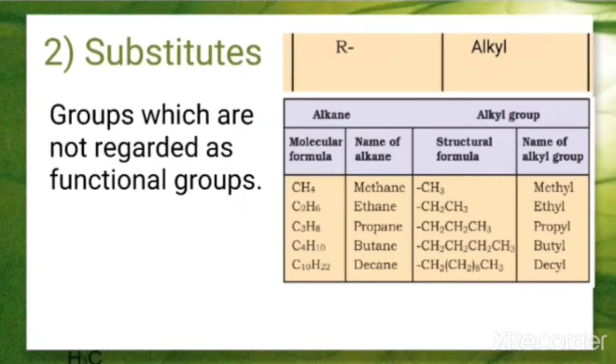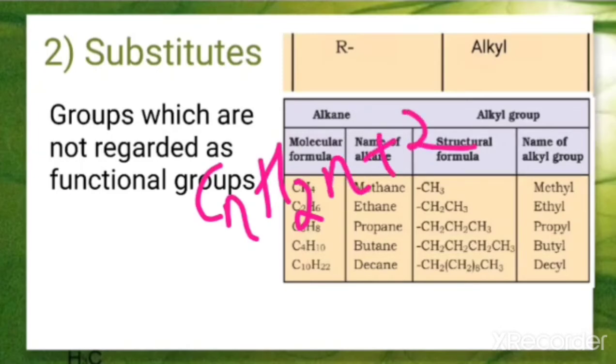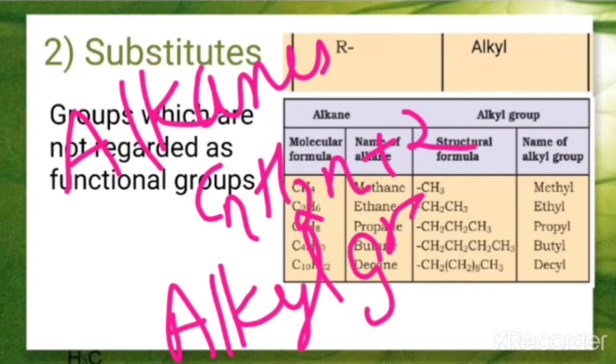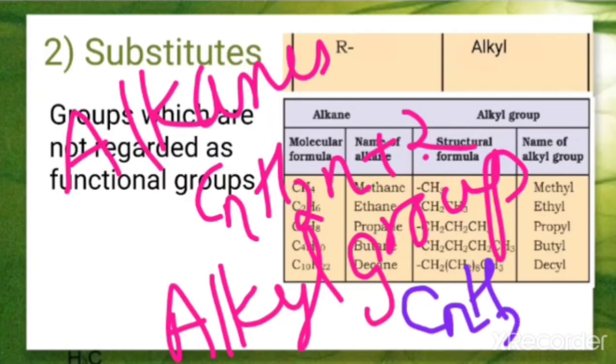As you are already familiar, the general formula for alkanes is CnH2n+2. Now what will be the general formula for alkyl group? Just remove one hydrogen from this. So the general formula for this is CnH2n+1.